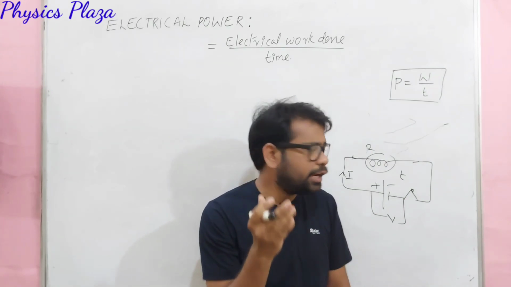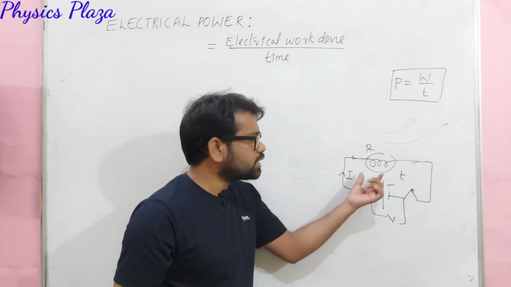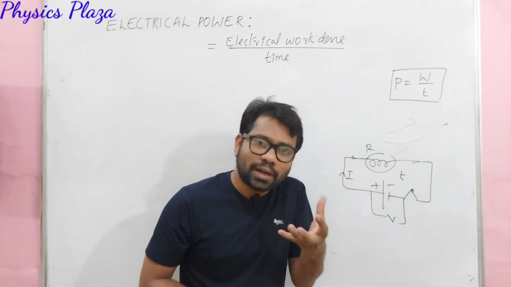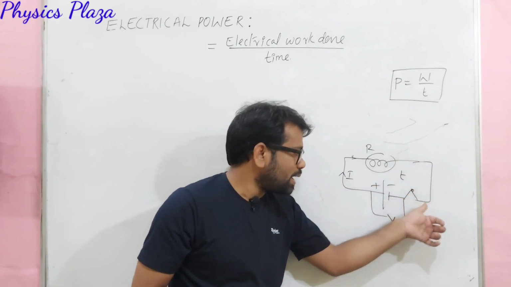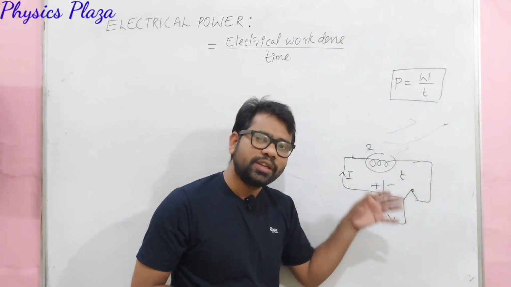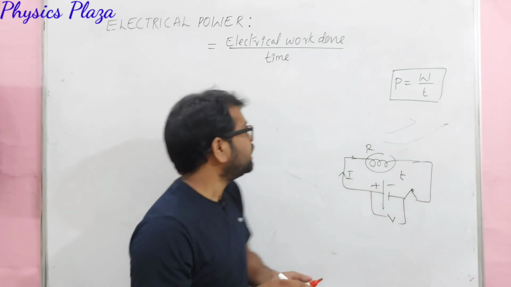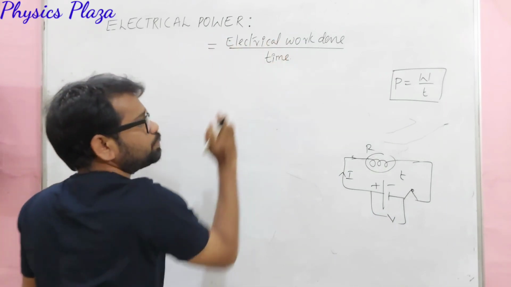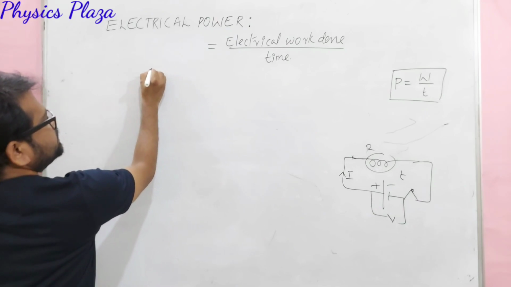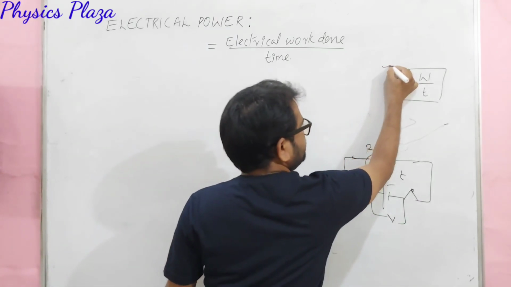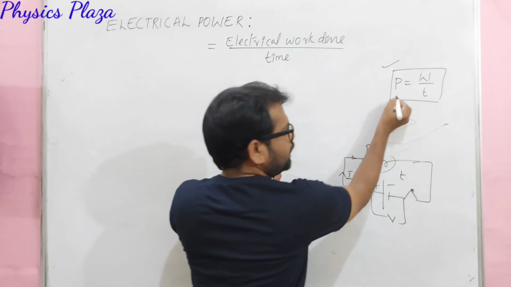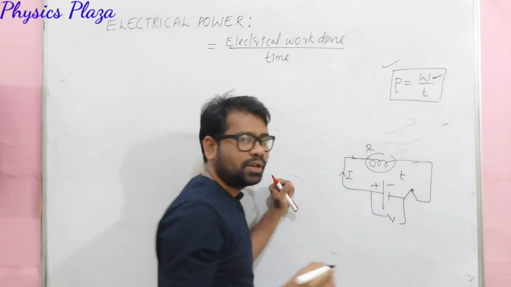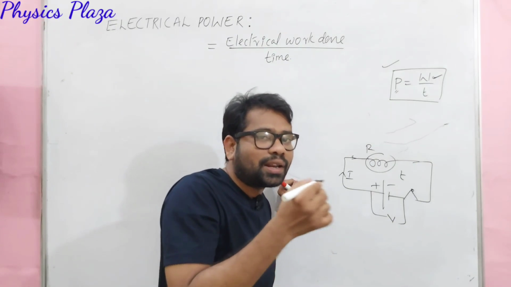We can also define it as electrical energy consumed. At what rate an appliance consumes electrical energy, when connected to a battery of potential difference V, is called electrical power. Children, simply, electrical power is equal to electrical work done by time. So P is equal to W by T. If you want to calculate power, you must know the various expressions to calculate the electrical energy.